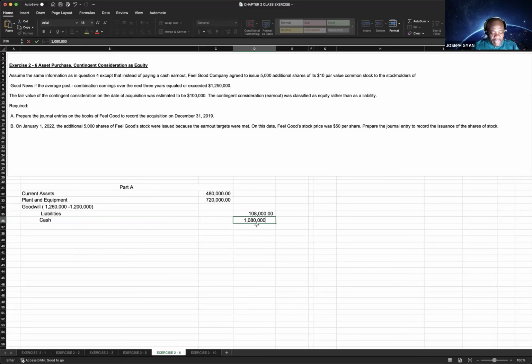1,080,000. Then we promise to pay them, the paid-in capital will come from the contingency. We are going to issue them paid-in capital as contingent liabilities, consideration.